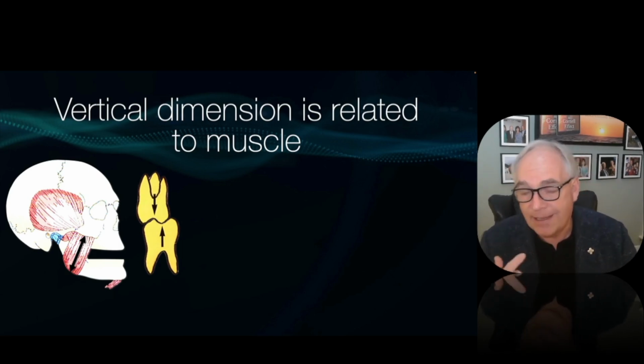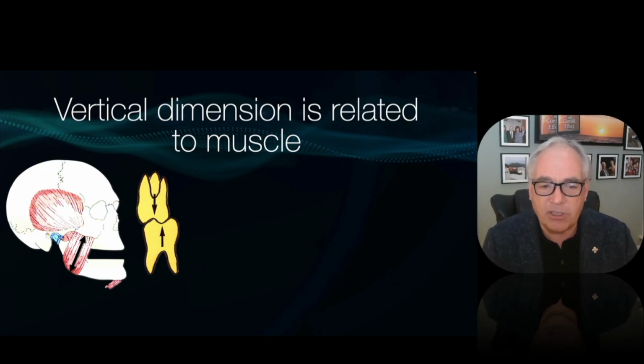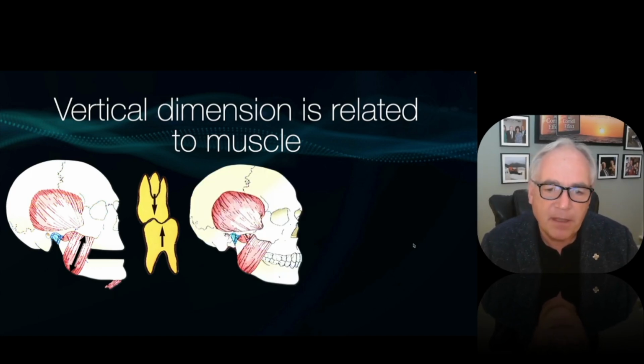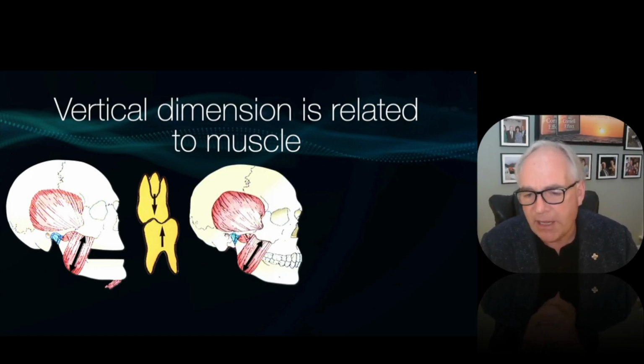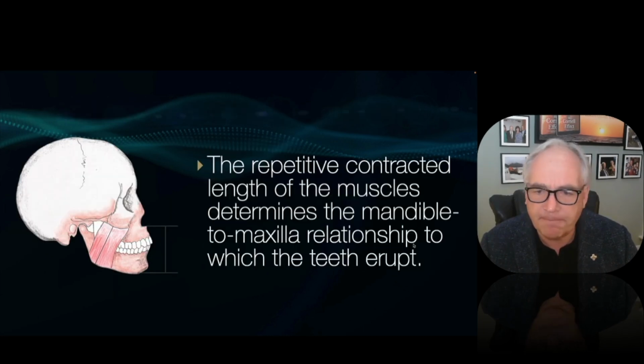And as we know, we never lose the capacity for that. So if a tooth is removed and the lower tooth is not restored, the tooth below it is going to start shifting position until it meets an equal and opposite force. So this first theory basically says that it is the repetitive contracted length of the muscle that determines that vertical position in space that we call the vertical dimension of occlusion.